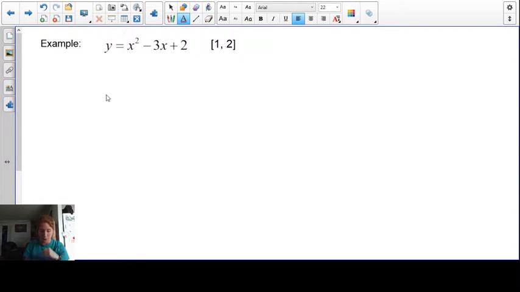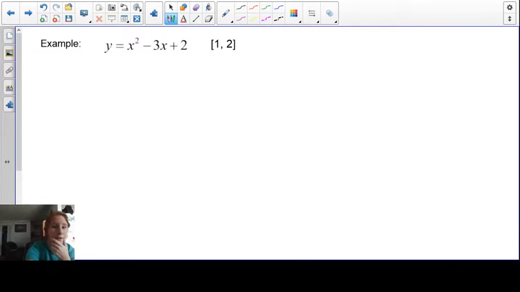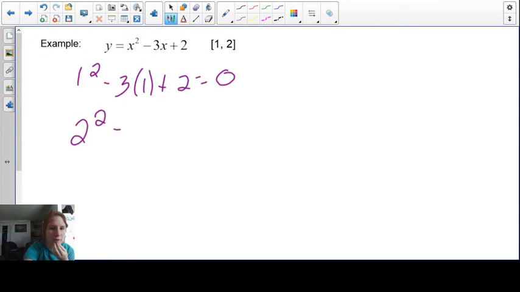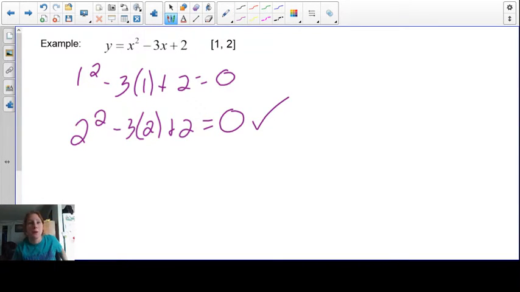Okay, so first things first. We have to check to make sure that my 2 endpoints exist, that they're the same value. So let's take a look. If I plug in 1, I have 1 squared minus 3 times 1 plus 2. That ends up going to be 0. And then if I plug in 2, I have 2 squared minus 3 times 2 plus 2, what does that give me? Well, that's also 0. So that first part checks out. They both equal the same point.